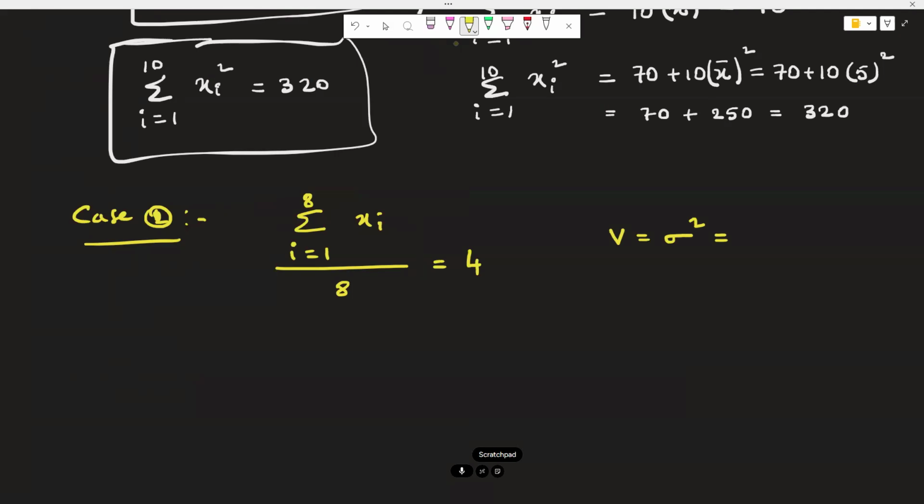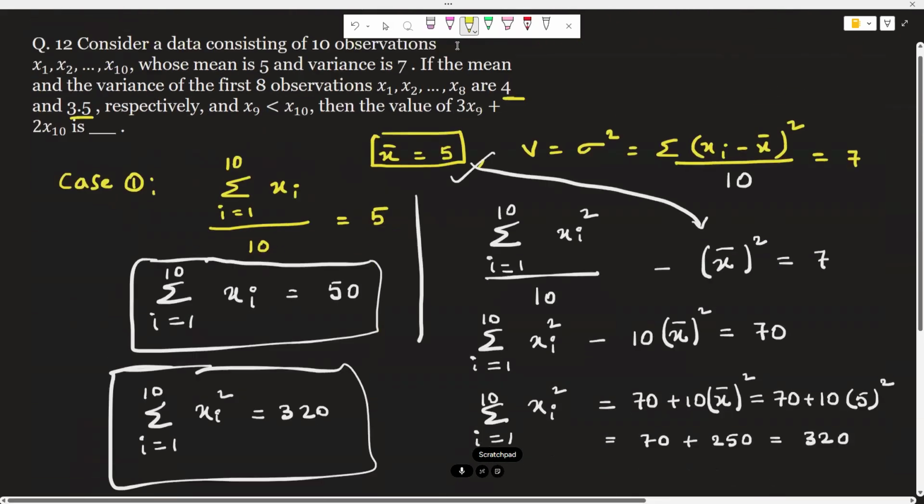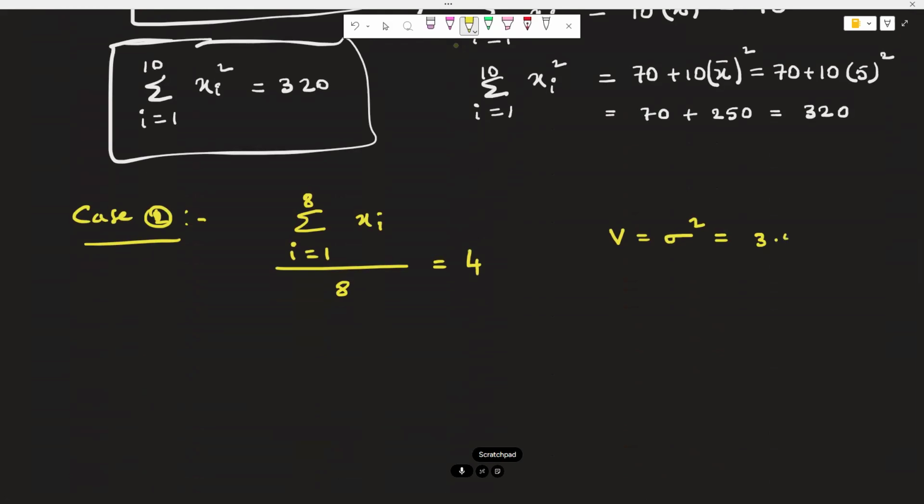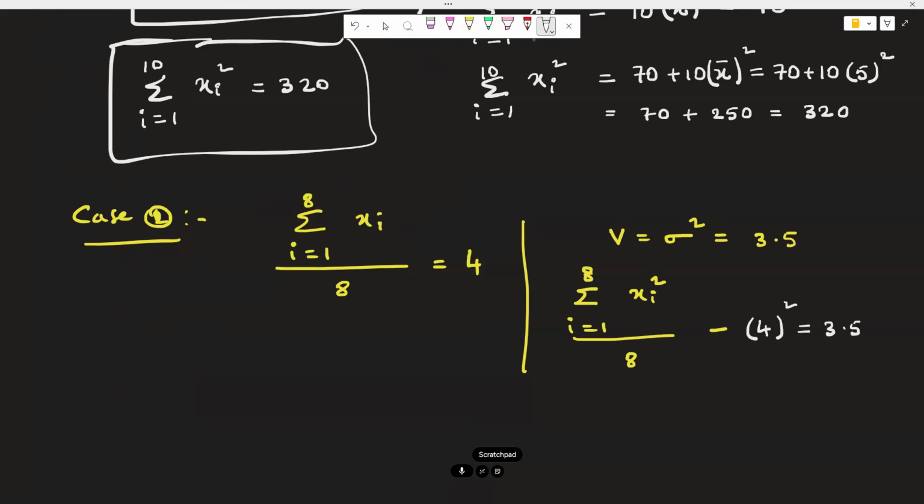And it was defined as, so how much was it given? 3.5, right? It was 3.5. So according to the formula, we can write sigma i equal to 1 to 8 xi square divided by 8 minus the mean. Of course, you can write directly the mean for 8 observations, which was already given as 4. So we can directly write 4 square, which is equal to 3.5.